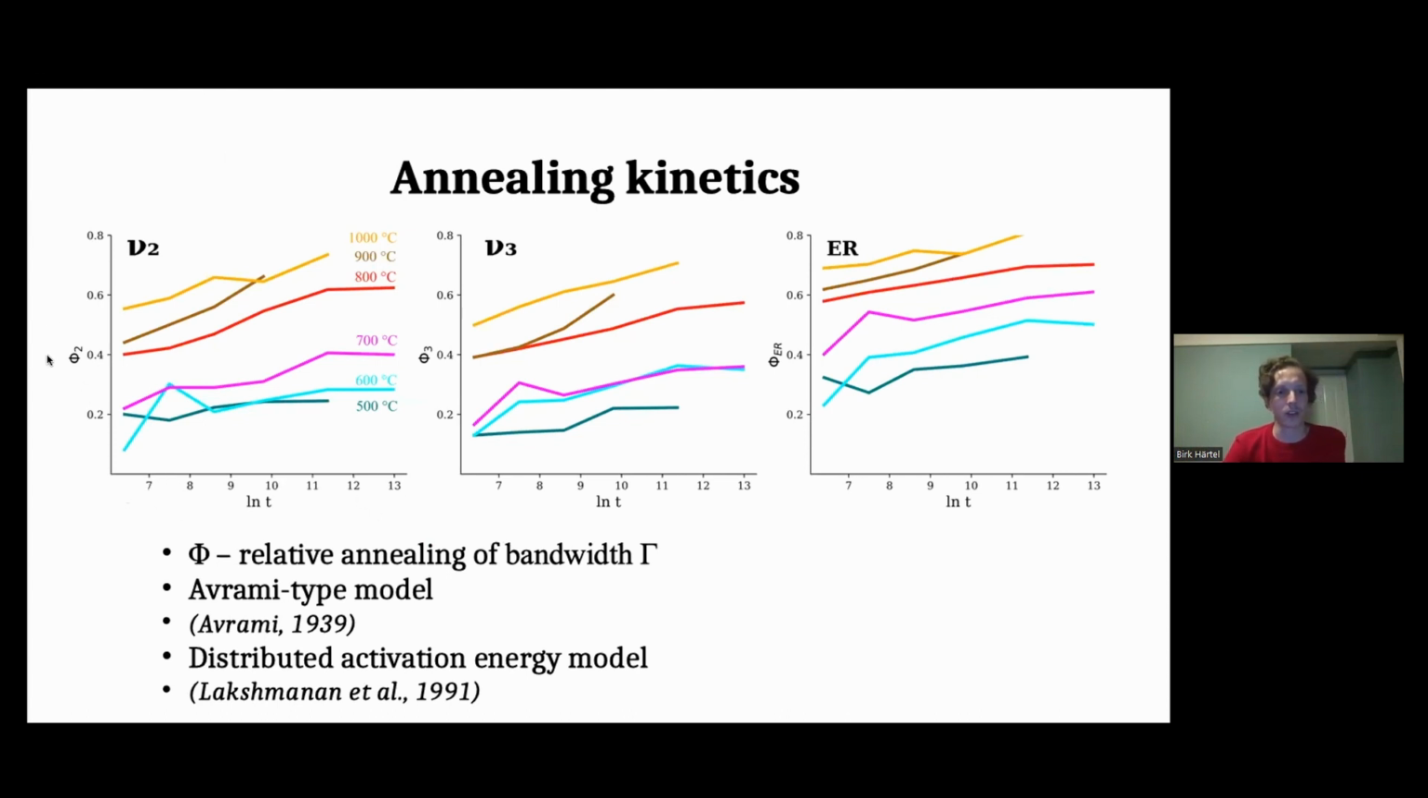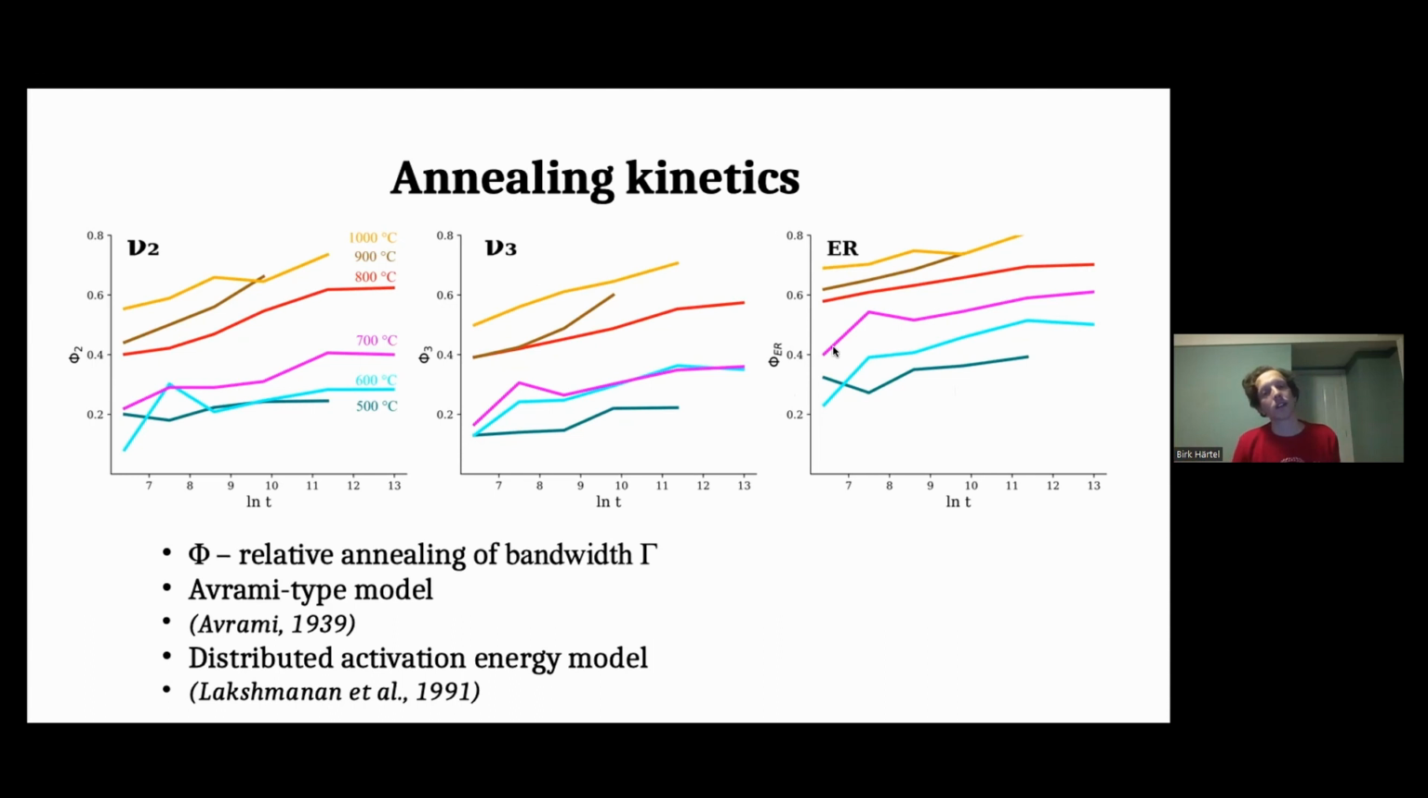So we can see a change in phi, which is relative annealing. Let's say it goes from 0 to 1, 0 meaning no annealing, 1 meaning the sample is completely crystalline. And what we can see is that for all the temperatures, we have an increase in the degree of annealing over time. And what we can also see, higher temperature means higher degree of annealing. When we then compare the different Raman bands, we can see that the nu2 and the nu3 have, for the same temperature and time conditions of the experiments, more or less the same degree of annealing, so they behave nearly the same. But the ER band actually shows higher degrees of annealing at basically all times and temperatures.